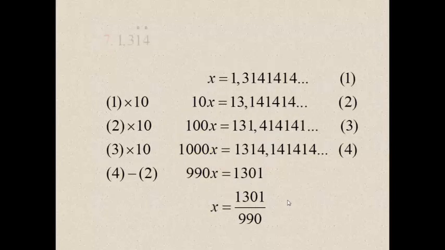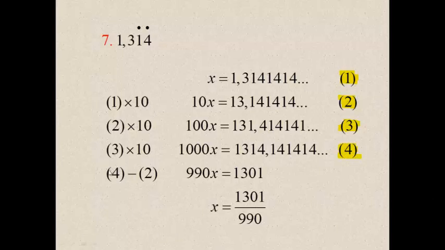Proceeding to example number 7. 1,314, where the 1 and the 4 recurs. Very good, guys. I like this one. Equation 1. Equation 2. You can start marking your work, guys. Check that you have equation number 3, check that you have equation number 4. For the purpose of your exercise, give a mark for each step.